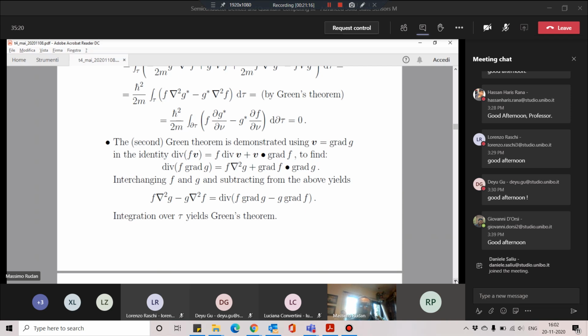Conclusion: the Hamiltonian is Hermitian, and you can repeat the calculation with the momentum operator, and you find that also the momentum operator is Hermitian.